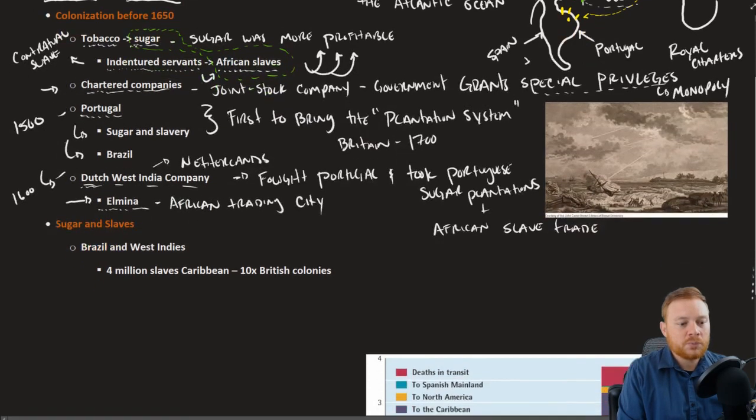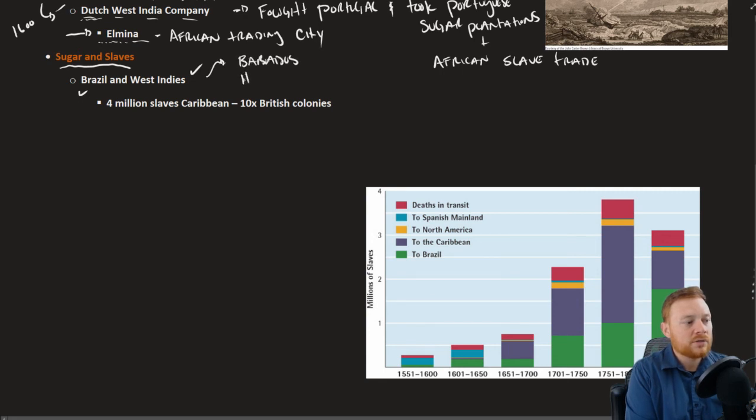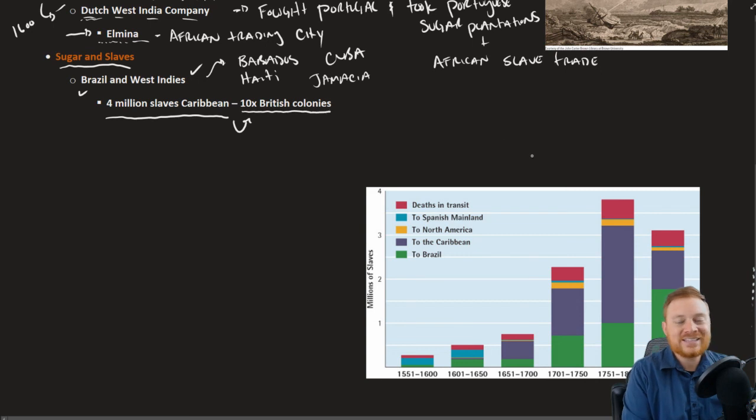And so we really want to put emphasis on this system here with sugar and slaves, including many West Indies islands, Brazil. So West Indies, we're talking about Barbados, Haiti is another good example, Jamaica, Cuba, right? All of these islands were really characterized by this same plantation system. 4 million slaves were brought to the Caribbean. To put that in perspective, compared to the British colonies, it was 10 times as many.